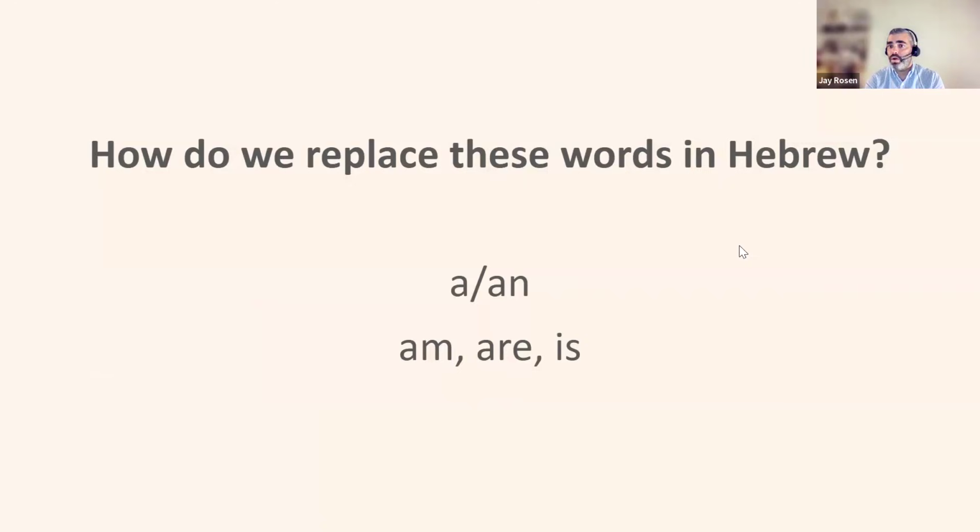And am, are, is is the conjugation of the verb to be in the present tense. I am, you are, he is, she is, it is, we are, you are, they are. That's all what we're talking about here. Five words that make up a lot of what we say in English, but in Hebrew, we don't have these actual words. So how do we express what we're talking about here?